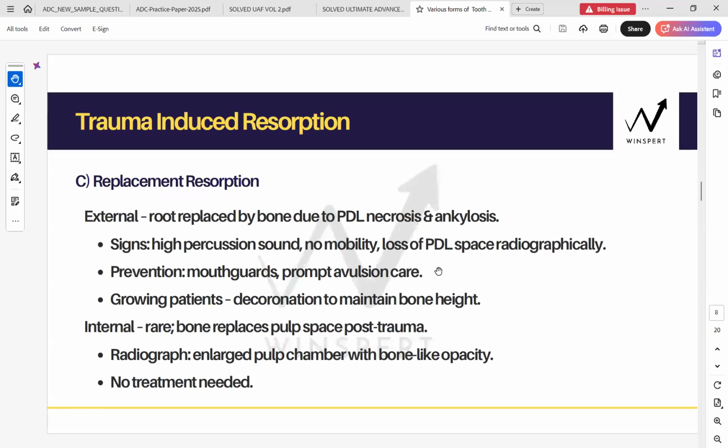Now there is another kind of replacement resorption which is seen internally. The first one is clear for everyone, associated with avulsion. What are the signs? How can you prevent it? What will you do when you see it in growing patients?